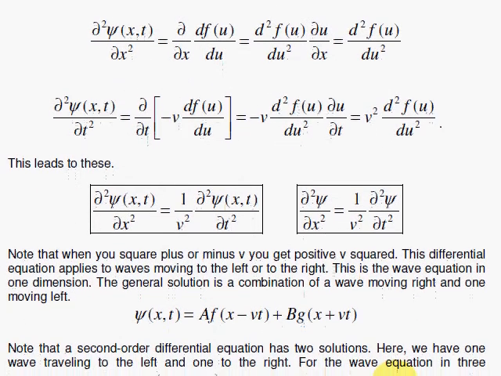And a second order differential equation has 2 independent solutions, and here they are. A function I call f, which is traveling to the right, and I'm using g here to represent the function that travels to the left. But this psi can then be a combination of these two.